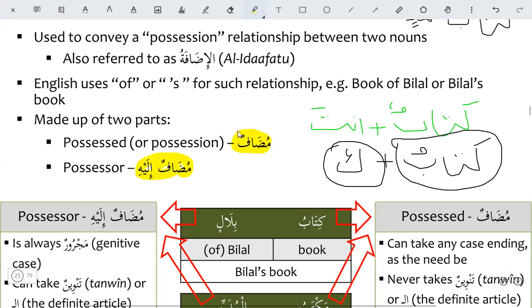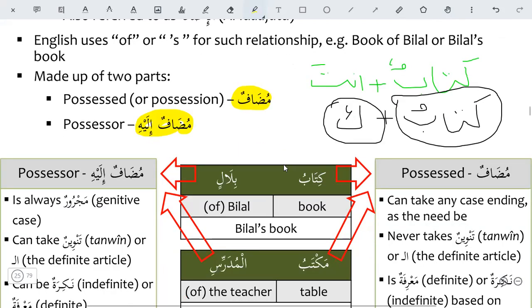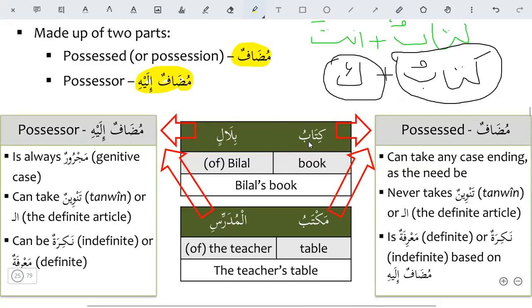You remember mudaf and mudaf ilay. They both are nouns. They both are ism. A verb can never be a mudaf or mudaf ilay. Mudaf and mudaf ilay, they both are nouns. Kitab is book, and book is a noun. And Bilal is also a noun.